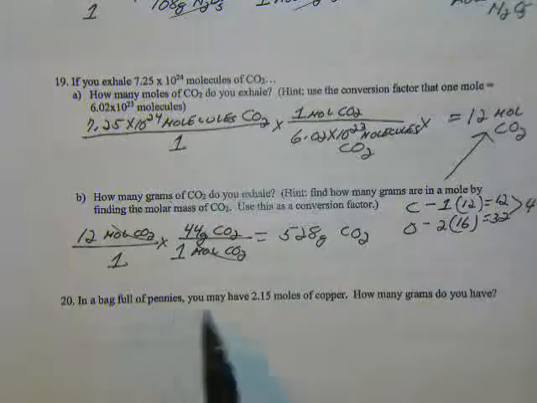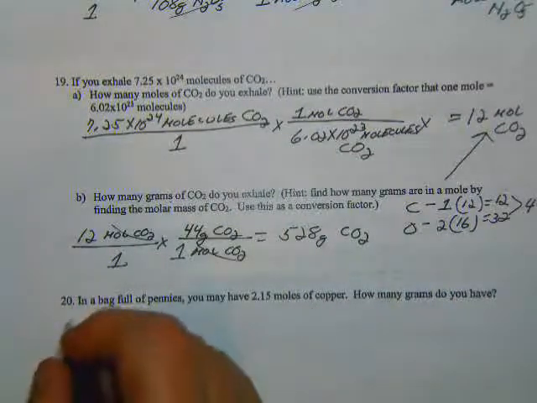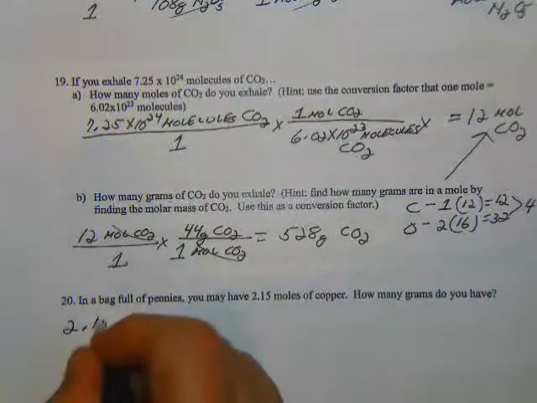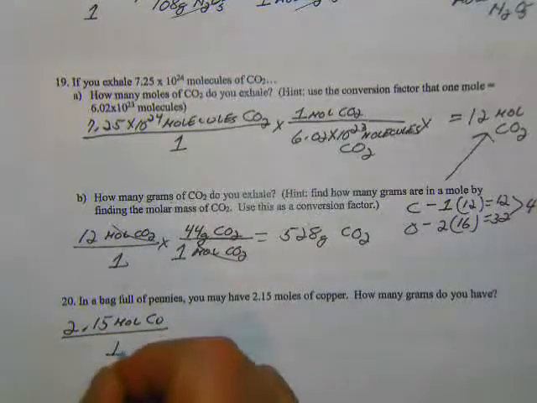In a bag full of pennies, you have 2.15 moles of copper. How many grams do you have? Well, we're looking at copper, and we know we've got 2.15 moles of Cu. Again, I like to put that over 1.